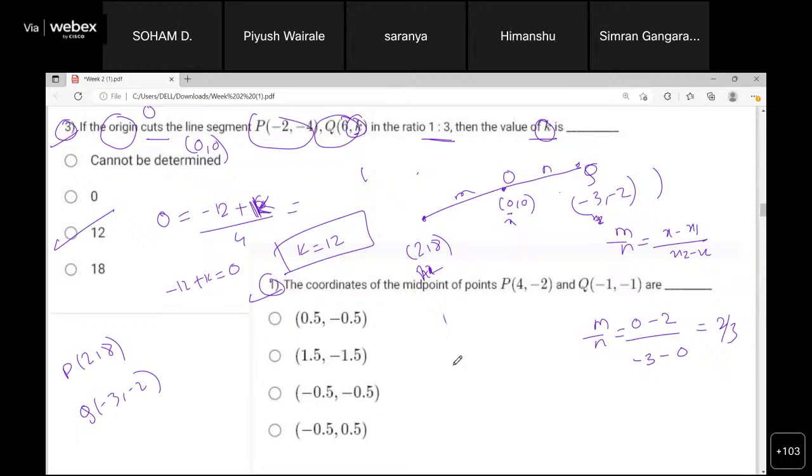Hello, sir. This is my 2 comma 8. So my doubt is in question number 2 in this activity. Yes, tell me. We're doing this question now. What is your doubt? How to find the m ratio n?